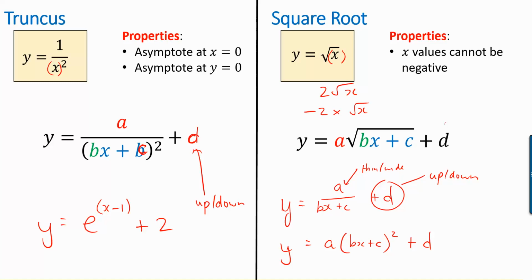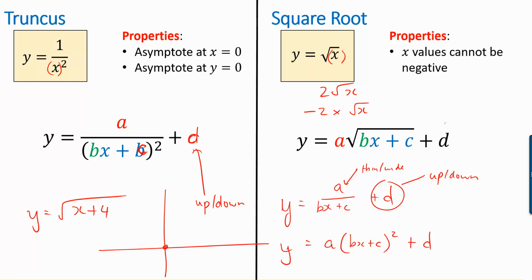Yes, Jamal? So can you move a square root function into a negative number? Yes, so you can move. If I wrote y equals root of, let's say, x plus 4, this will move the graph to the left by 4. So this is what it looks like. Originally it was at 0. Now it's at negative 4, and it looks like this.